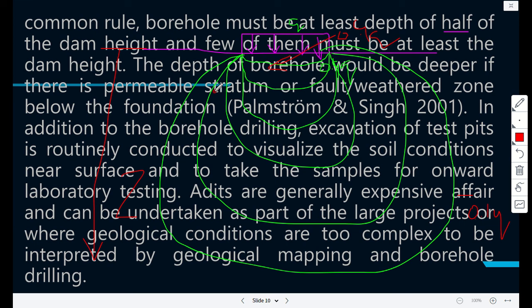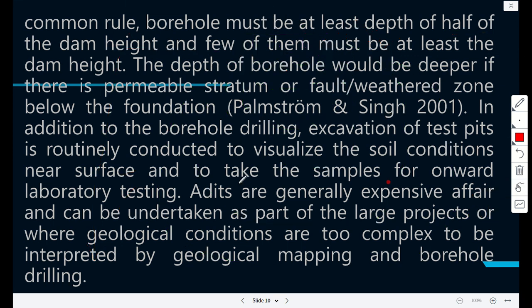And by the rule of thumb, based on these ideas, the restriction of the depth to about half, the depth of at least half the dam height, and also the full penetration, I mean the drilling up to a depth equal to the height of the dam, are derived from these ideas of the pressure distribution.